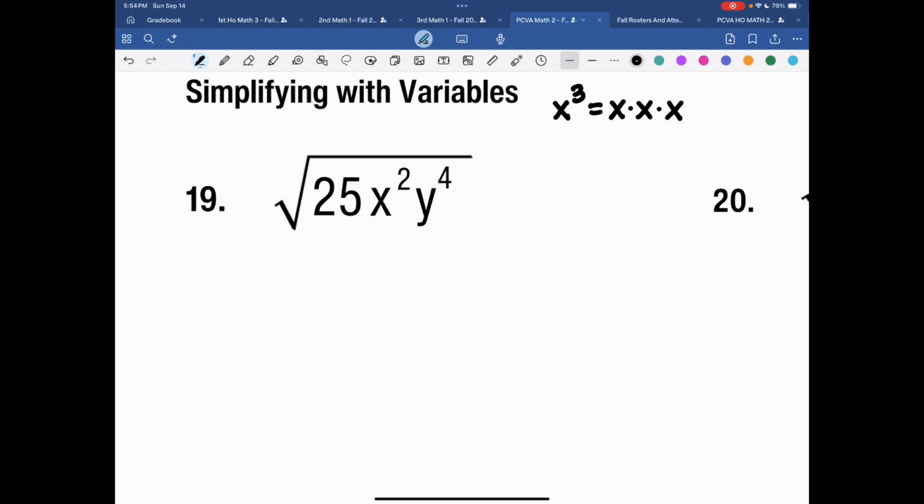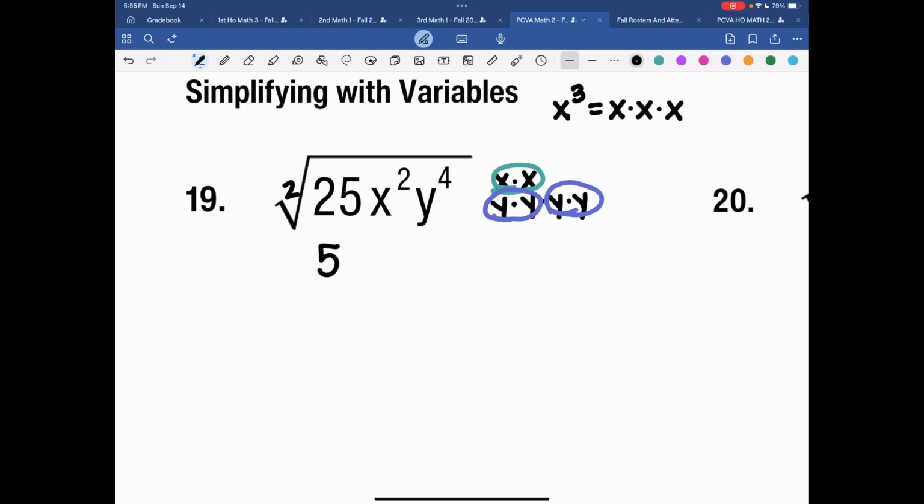So we're going to start with the number itself, and we should see that 25 is a perfect square, so that's going to be 5. So if I take the square root of 25, that is going to be 5. Now, this is an index of 2. An index of 2 means I need to be able to group pairs. So for this one, I have x times x, and then I have y times y times y. So I can group these x's in a pair and my y's in 2 pairs.